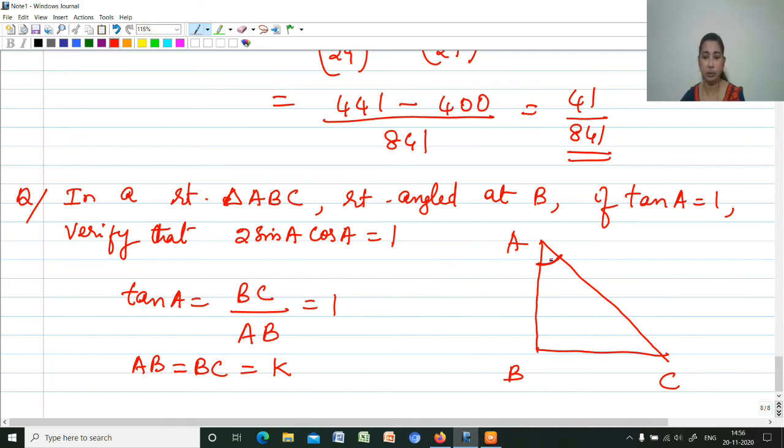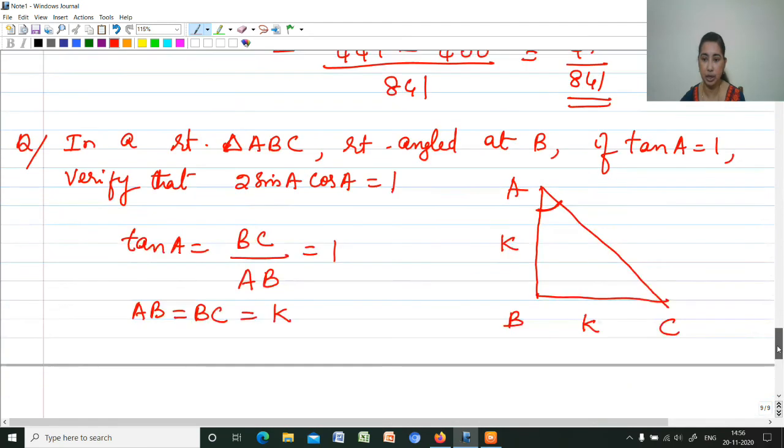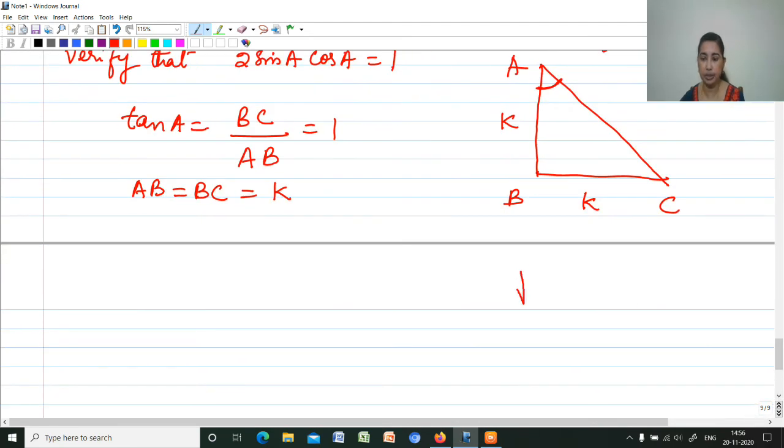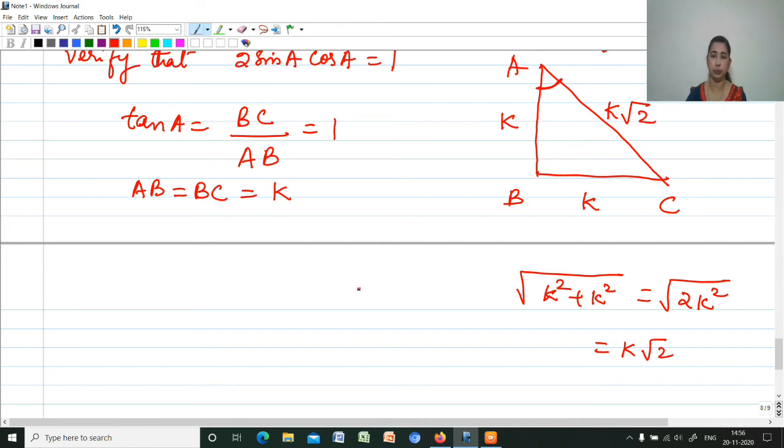So what about AC? How much will be AC? This we are considering it as k, this also k. How to find out AC? That is the hypotenuse. Hypotenuse can be found using root of k square plus k square, that is equal to root of 2k square, and that is k into root 2. So hypotenuse is k into root 2.